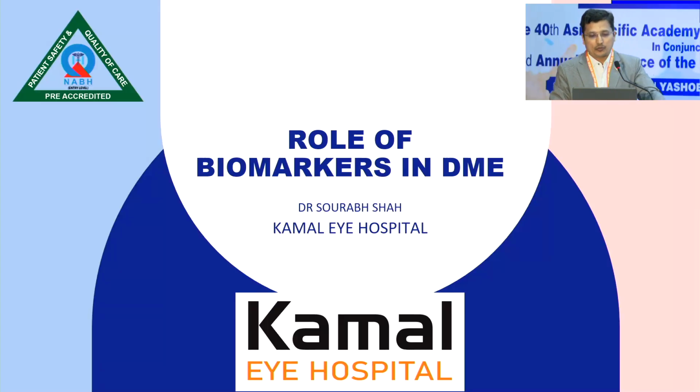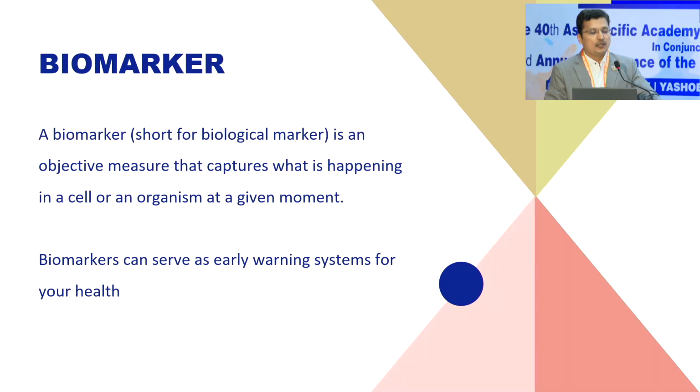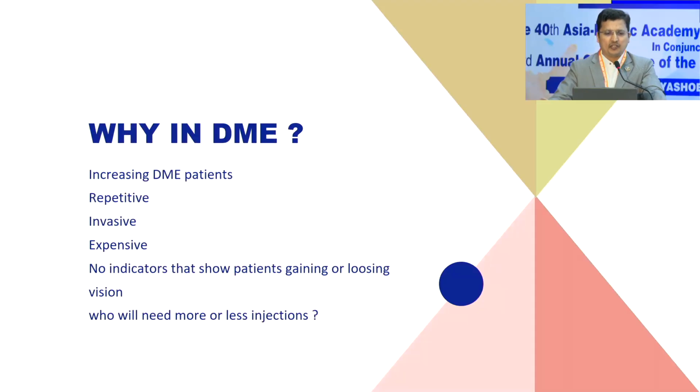I will be speaking about the role of biomarkers in diabetic macular edema. So what is a biomarker? It is a happening in a cell that we want to find out, to know what it is and to predict how the future will be. Why are we using this in a patient with macular edema? Because the treatment is getting expensive, invasive, repetitive, and improvement in the visual acuity has been a challenge.